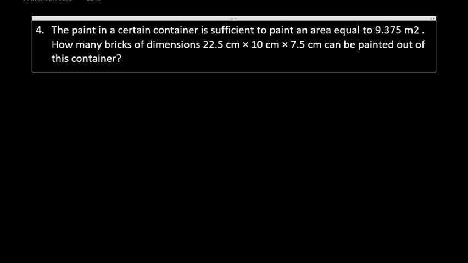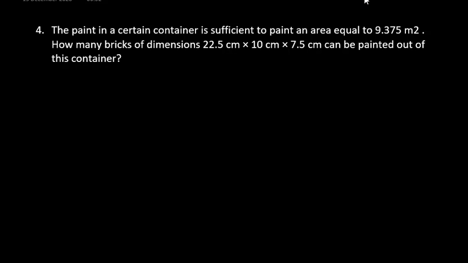Fourth one. The paint in a certain container is sufficient to paint an area equal to 9.375 meter square. How many bricks of dimension 22.5 centimeter, 10 centimeter into 7.5 centimeter can be painted out of the container? So this is actual, we can say that total area is given.